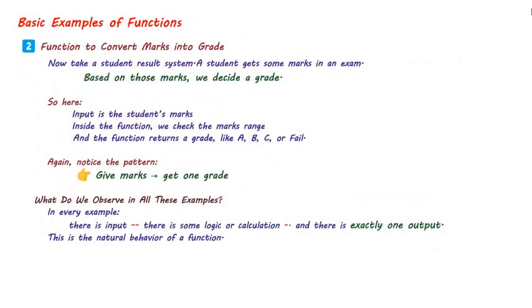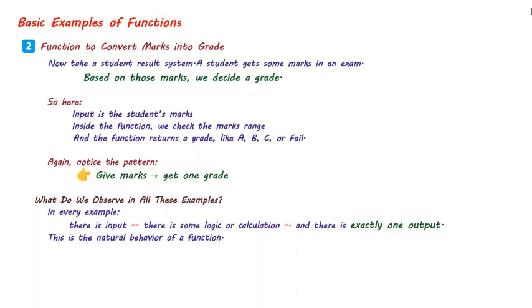Number 2, function to convert marks into grade. Now take a student results system. A student gets some marks in an exam. Based on those marks, we decide a grade. So here, input is the student's marks. Inside the function, we check the marks range, and the function returns a grade, like A, B, C, or fail. Again, notice the pattern: give marks, get one grade.